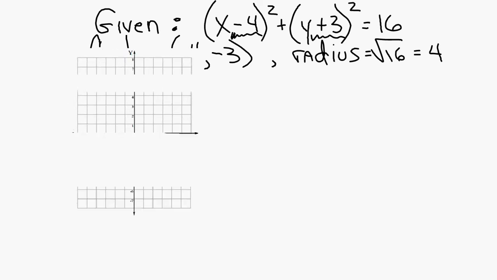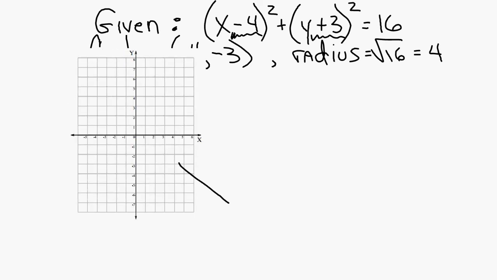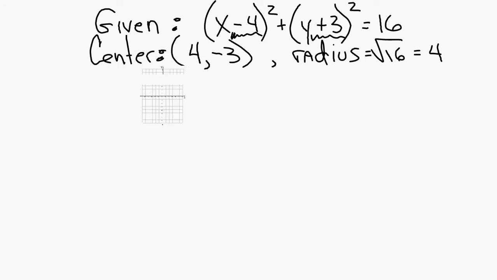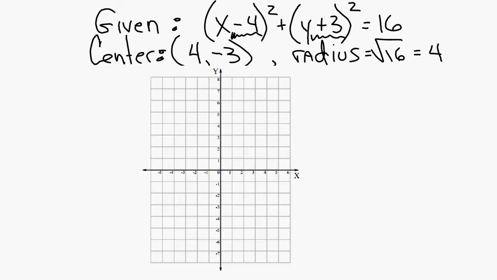And let's see, let me try that again. Alright, so our center is at 4, negative 3. So that's 4 on the x-axis, negative 3 on the y-axis. Right there's your center. The radius is 4, so we're going to go up. 1, 2, 3, 4. Put a point. We're going to go to the left. 1, 2, 3, 4. Put a point. To the right, 4. 1, 2, 3, 4. And then we're going to go down 4 from the center.